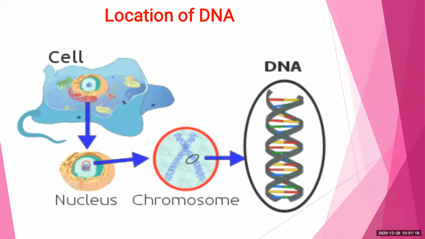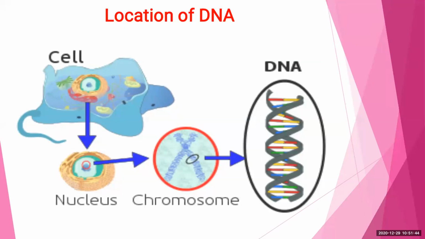We know that inside the cell there are different cell organelles, isn't it? You must be knowing, we have studied the cell organelles. So there are different cell organelles. For example, there is a nucleus, endoplasmic reticulum, Golgi bodies, lysosomes, ribosomes, and many things, right? But inside the cell, in the nucleus, this DNA is present.